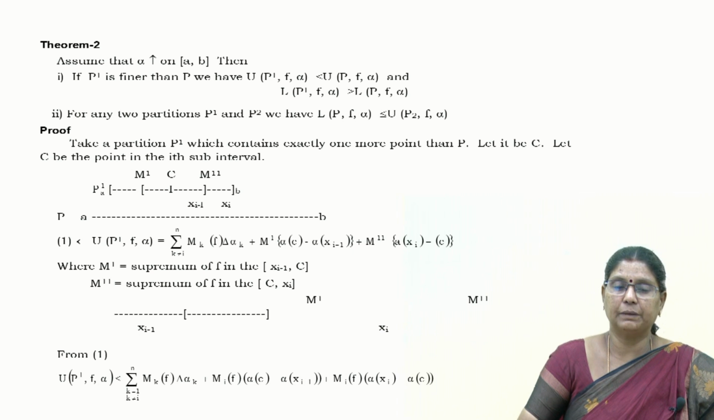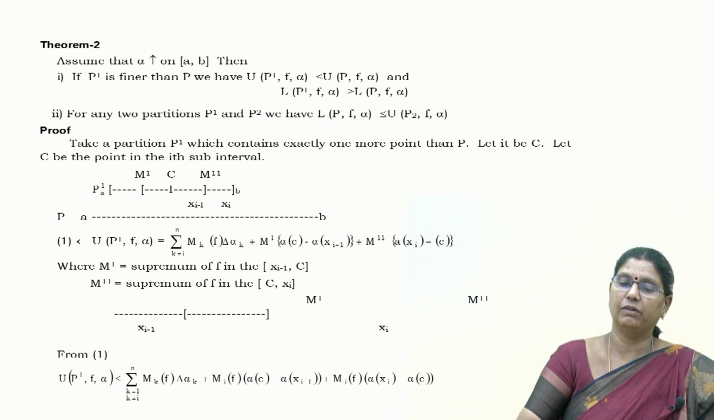So, in the first theorem, assume that alpha is increasing on the closed interval [a, b]. Then if P' is finer than P, we have U(P', f, alpha) is less than or equal to U(P, f, alpha), and L(P', f, alpha) is greater than or equal to L(P, f, alpha). And in the second case, for any two partitions P1 and P2, we have L(P1, f, alpha) is less than or equal to U(P2, f, alpha).